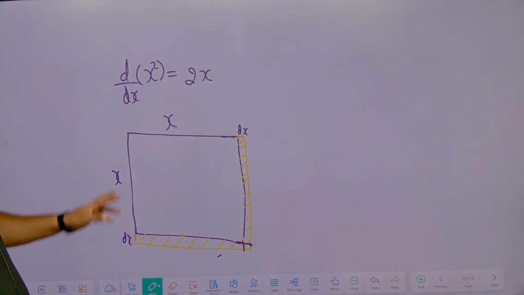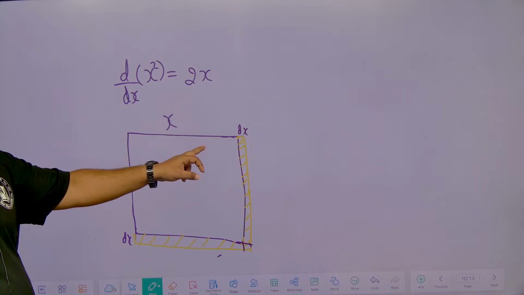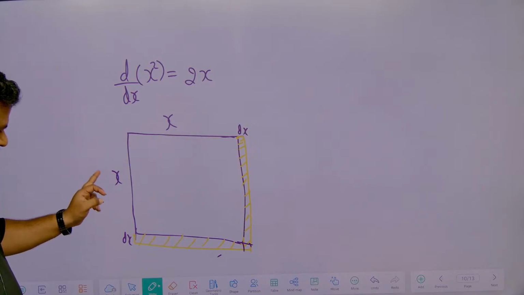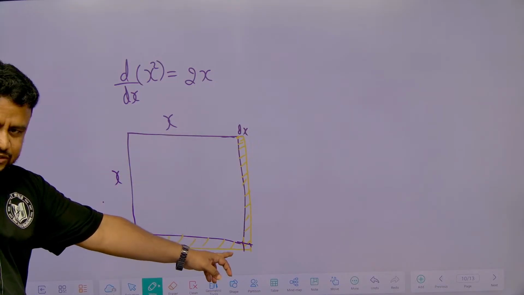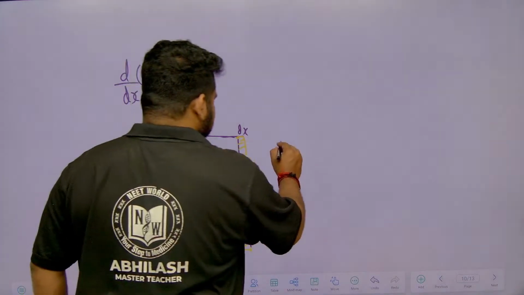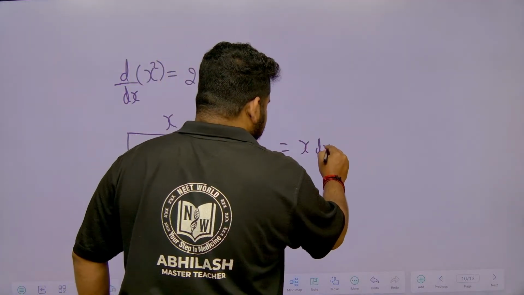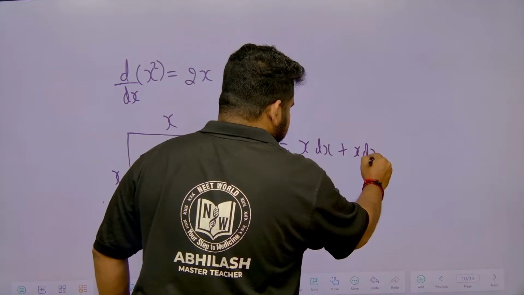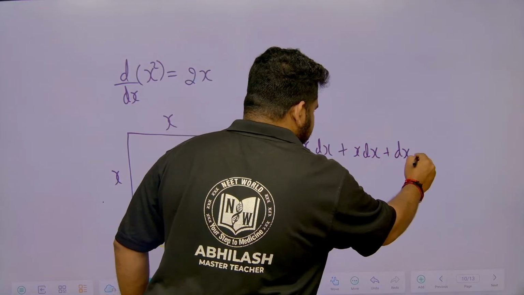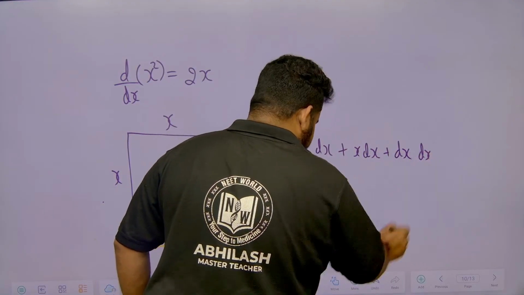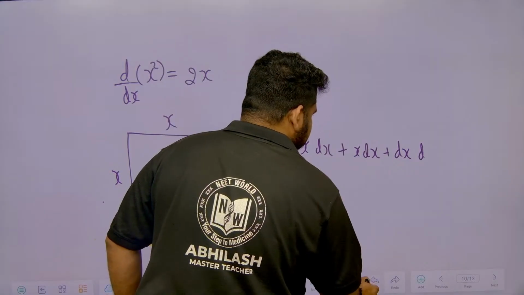Now if you want to find d by dx of x square, you have to do x into dx. This length is what? x into dx you have to do. Area: x into dx, and you will get dx into dx. You will get x into dx plus x into dx plus dx into dx, or I can write it as dx square.